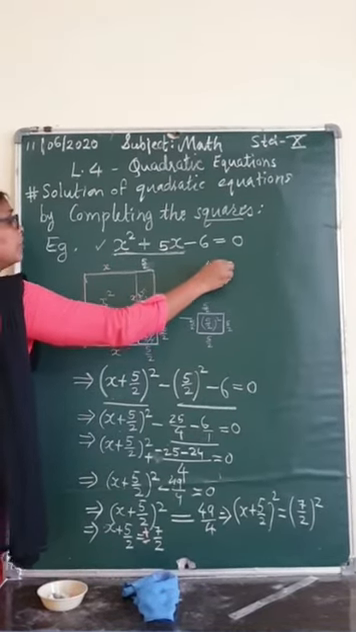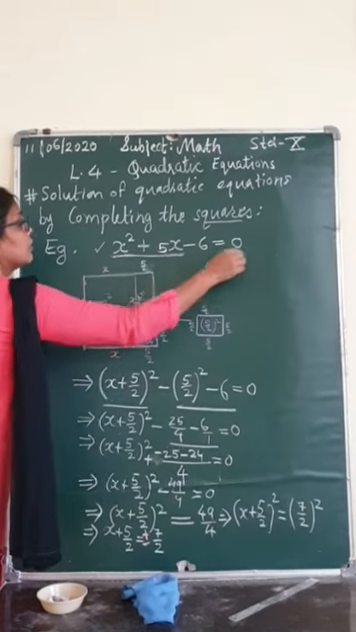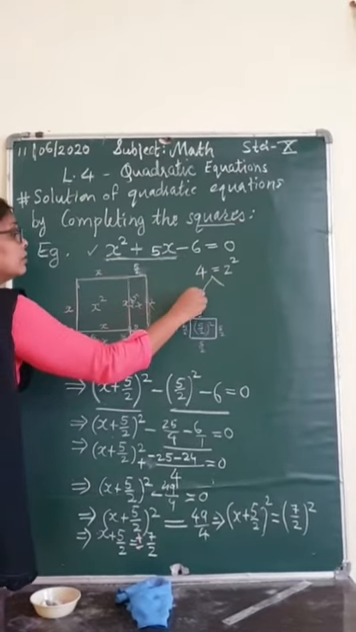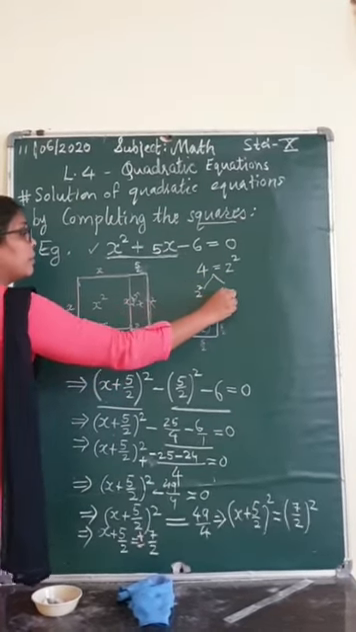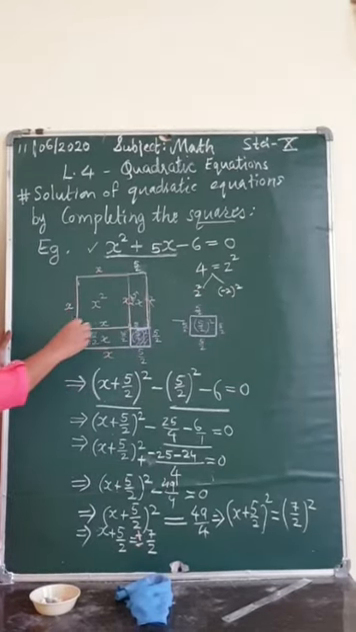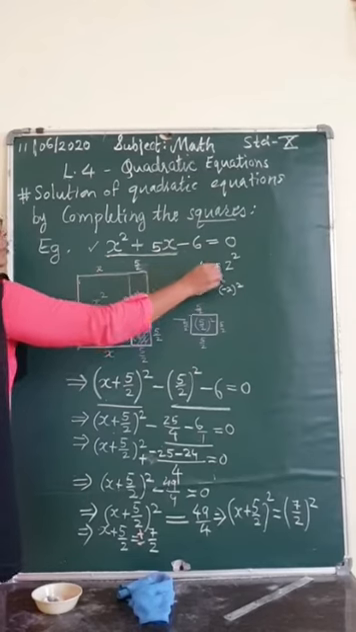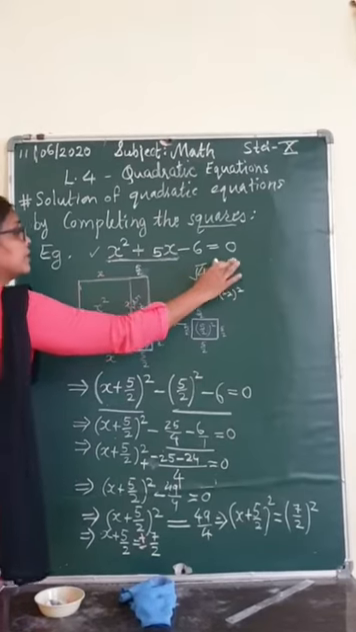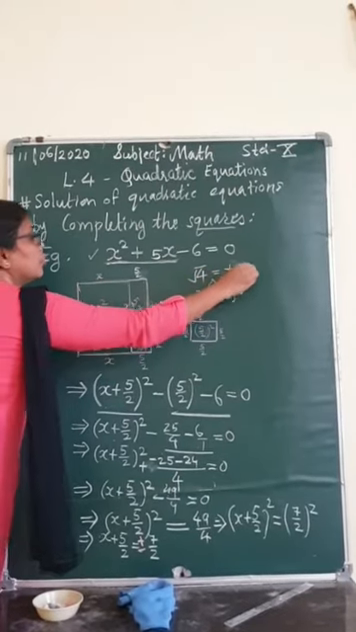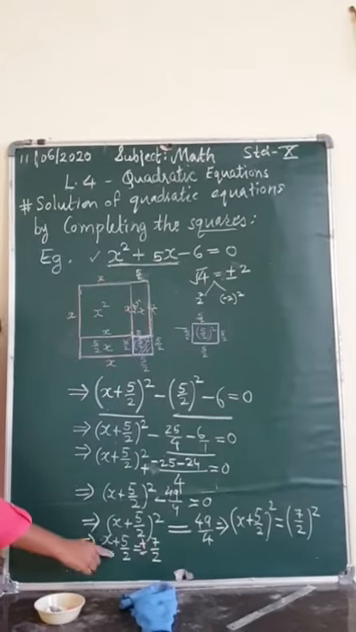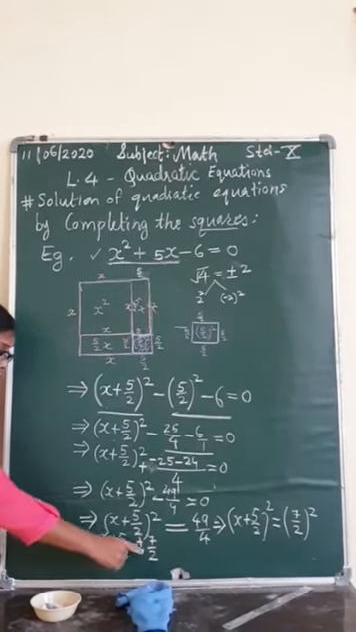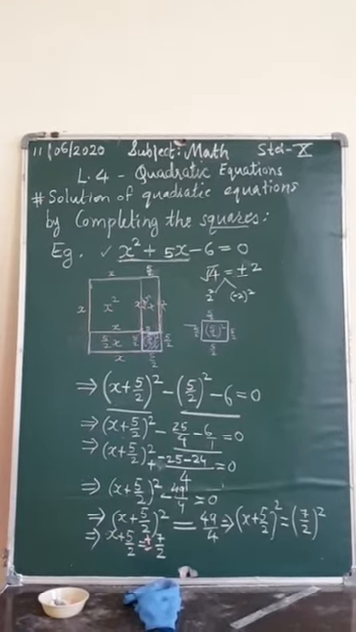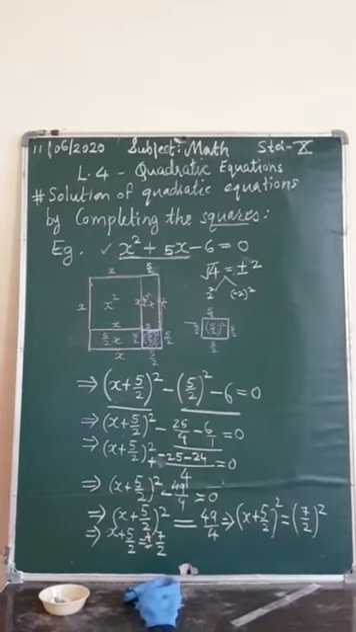You know that 4 is the square of 2, but 4 is also the square of minus 2. That means the square root of 4 is plus 2 or minus 2. So similarly here, the square root of 49 upon 4 is plus 7 upon 2 or minus 7 upon 2. So how do we get the roots of this?